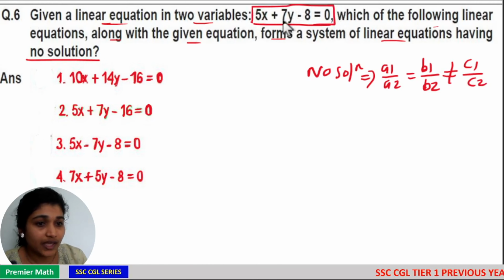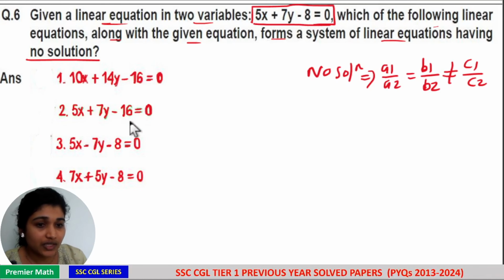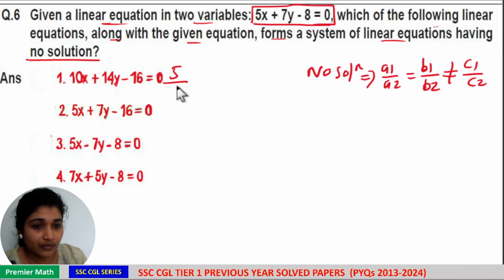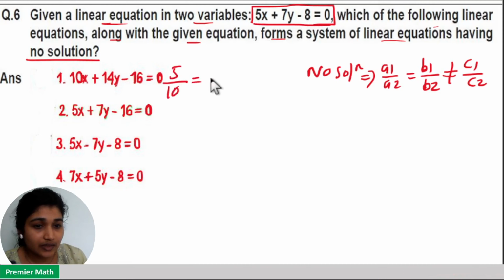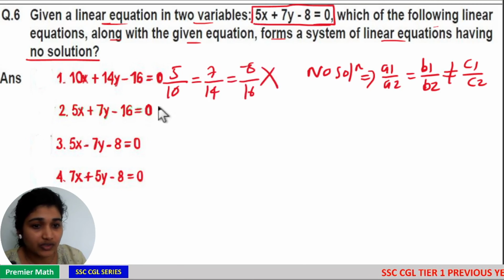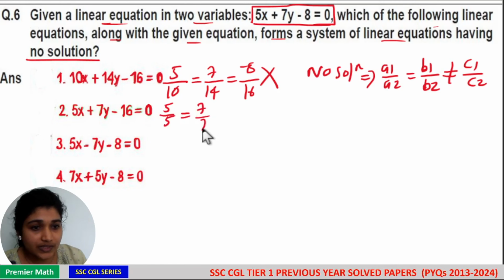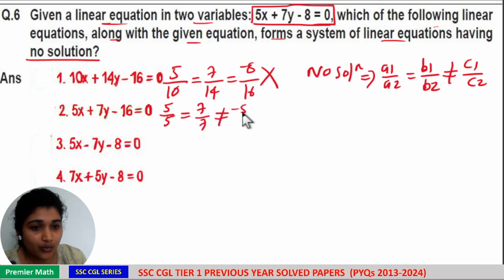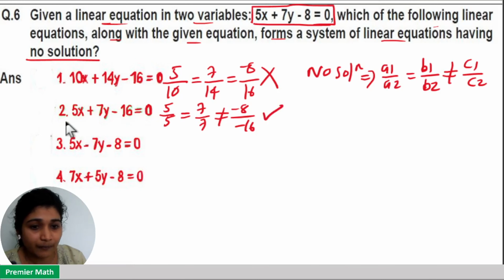Here a1 is 5, b1 is 7 and c1 is minus 8. Now check with the options. 5 by 10 equal to 7 by 14 equal to minus 8 by 16. All are equal, so this is not our answer. Now check with the second option. 5 by 5 equal to 7 by 7 not equal to minus 8 by minus 16. So this is our answer.